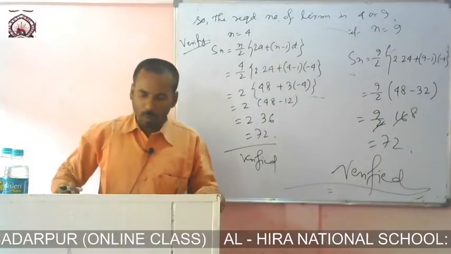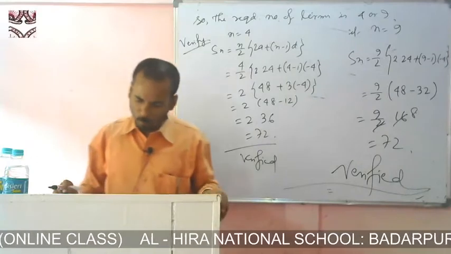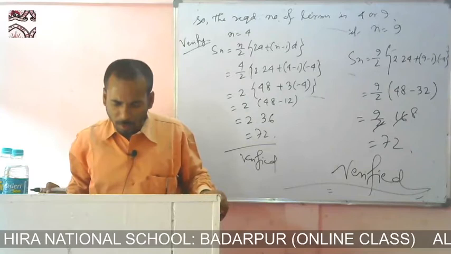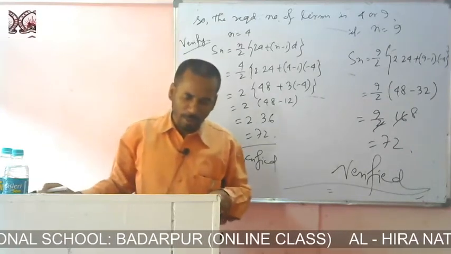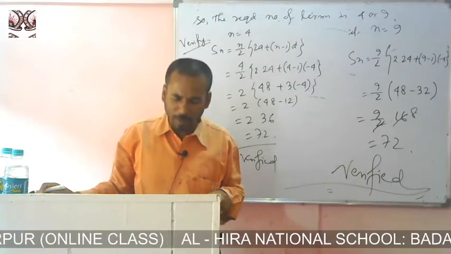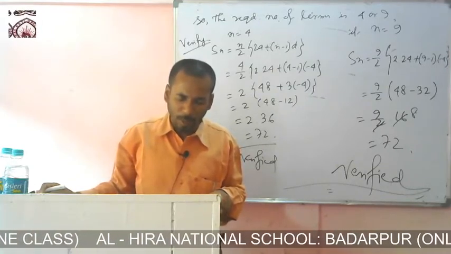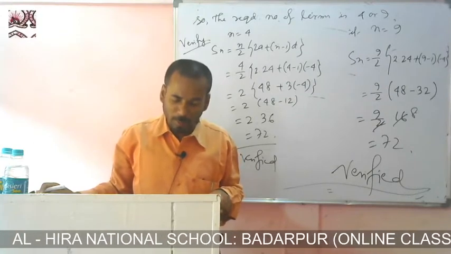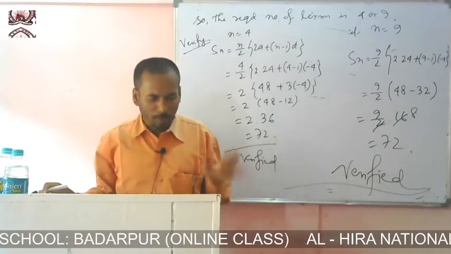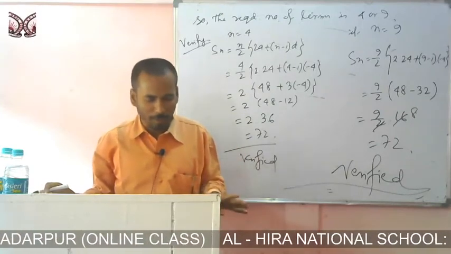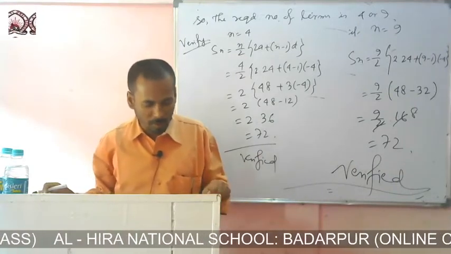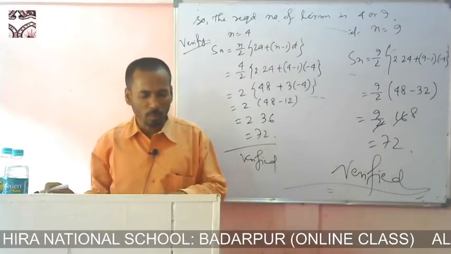So like this you can do numbers 11 and 12. Number 11 is in AP: minus 9, minus 6, minus 3. How many terms of the AP are to be added to get the sum 66? So first the series is given. From the series we find the first term and d, and the number of terms n, and Sn is 66.